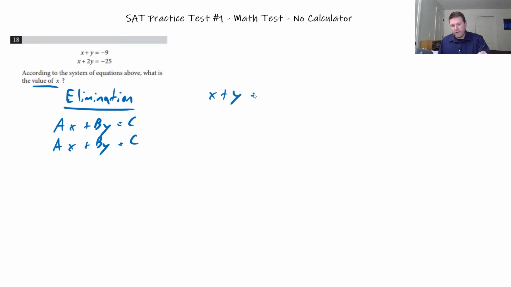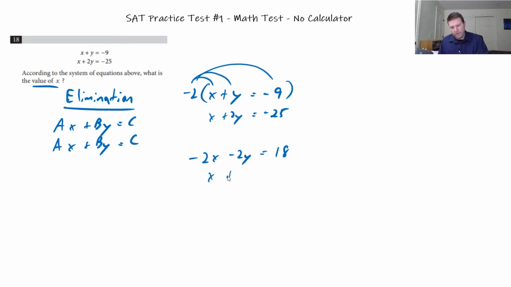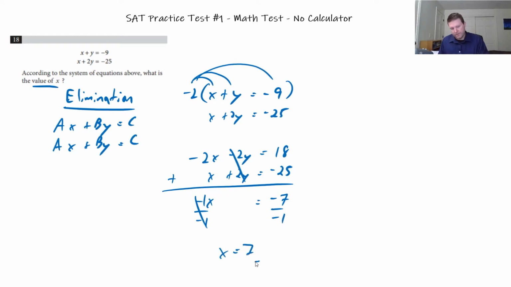So I'm just going to sort of rewrite this here. And if you look, the y's would meet up at 2. So this one's already at positive 2y, so we're just going to multiply this top one by negative 2. And make sure you distribute that to all the terms here. I'm just going to write the results here. And then the other one underneath. And now you just add them. So negative 2x plus x makes negative x, and then the y's cancel, and you end up with negative 7. Then you can just divide both sides by negative 1, and there's your answer, x equals 7.